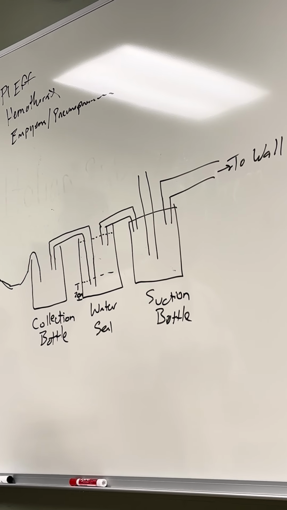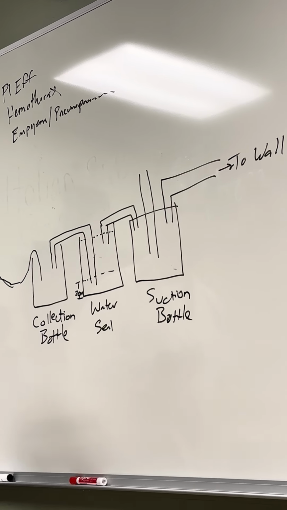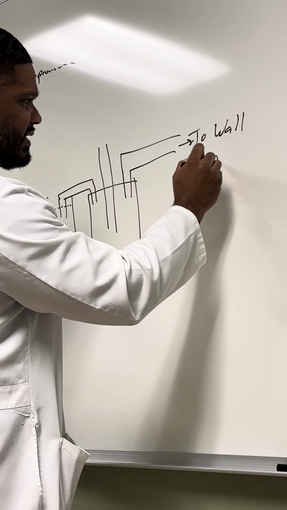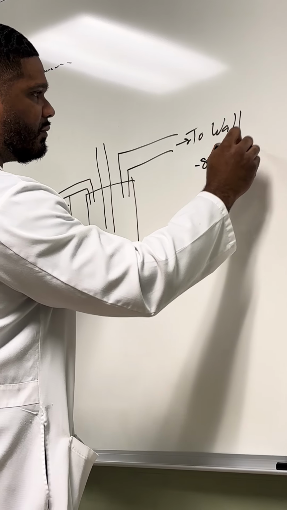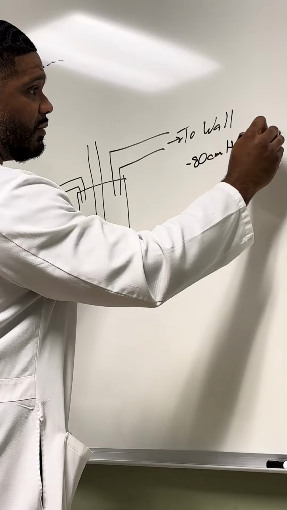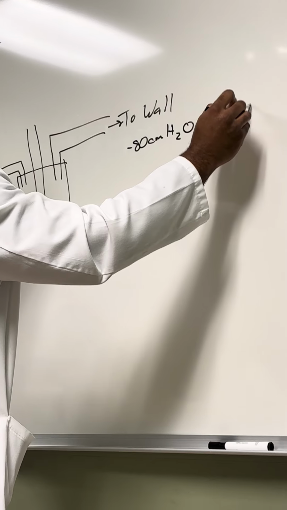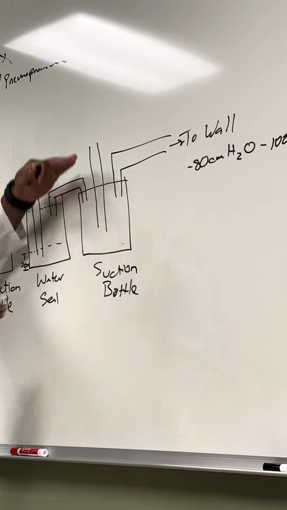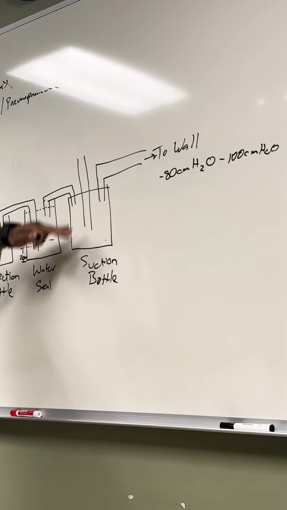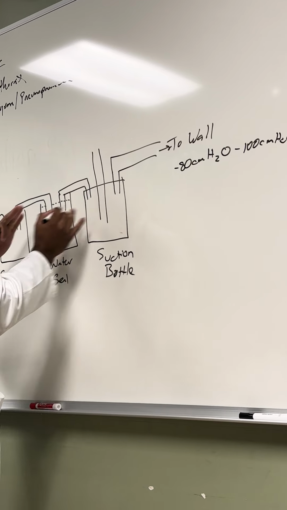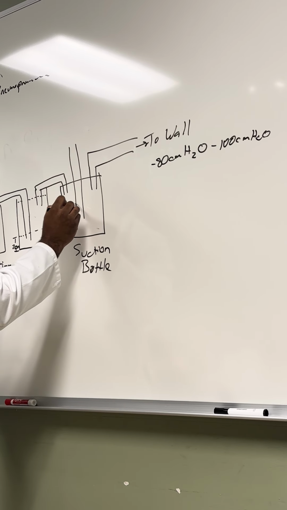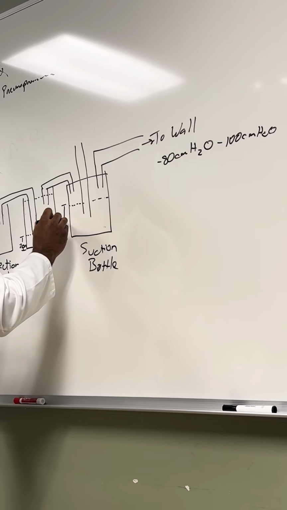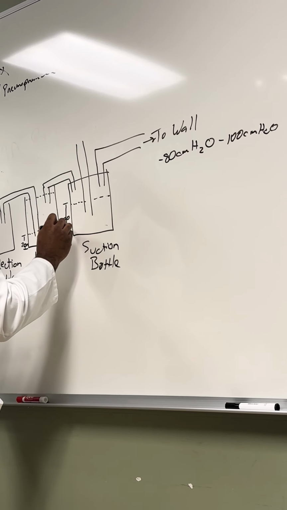Now, we are able to set the wall suction. Usually what we do is set this to 80 centimeters of water or to 100. 80 to 100 usually. And we are able to dictate how much suction the patient sees. And the way that we do that is by setting the height of this water. And usually we set this to 20 centimeters.